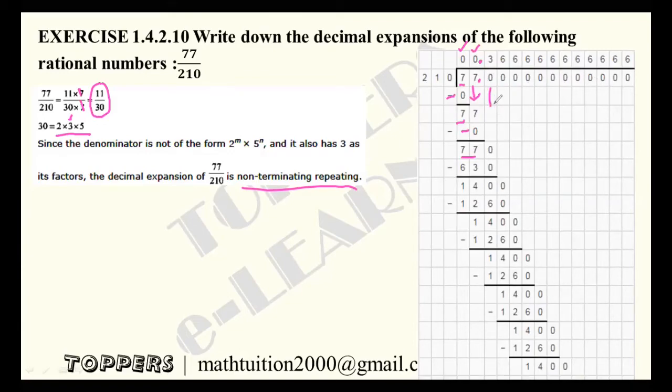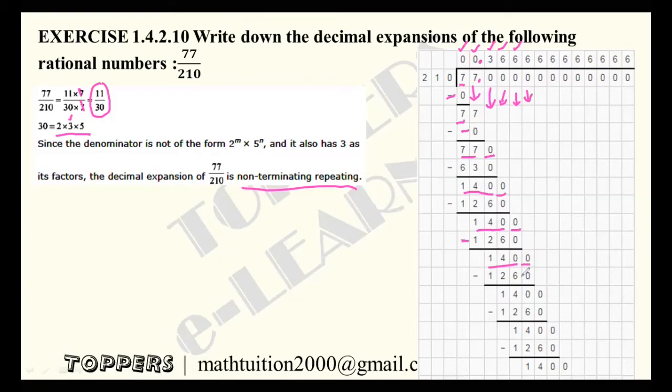Bring this 0 down. 770, how many times? 3 times. 3 times 210 is 630. Subtracting, we get 140. Bring next 0 down. So 1400. How many times? 6 times. 6 times 210 is 1260. On subtraction, we will get 140. Bring next 0 down. So 1400. How many times? 6 times. 6 times we will get 1260. Subtraction, we'll get 140. Bring next 0 down.